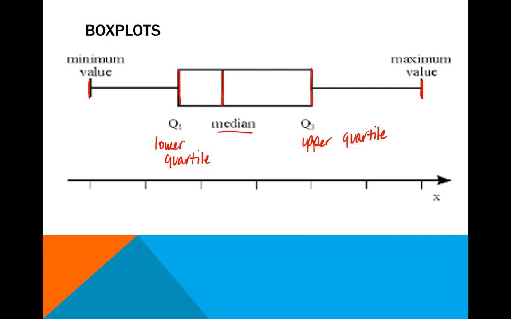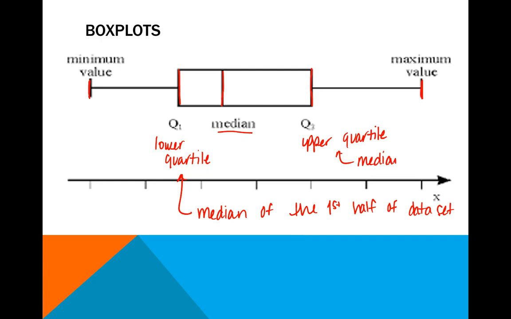So a few things about this. We said the median is the middle number. Essentially, your lower quartile is the median of the first half of the data. Your upper quartile is the median of the second half of the data set. And they're called lower and upper quartiles, or Q1 and Q3, because they mark the quarters of the data set.